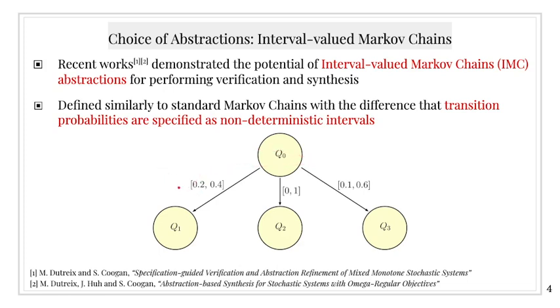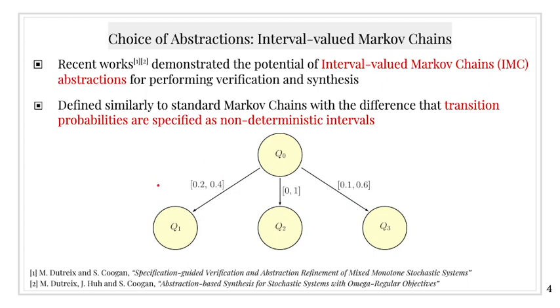Using IMCs as abstractions is intuitive because if you take any two continuous states inside a given discrete region, let's say Q0, in this example, their probability of making a transition to another region, Q1, Q2, Q3, is likely to be different under the dynamics of our system. The intervals represent bounds on the probability of any continuous state within Q0 transitioning into Q1, Q2, or Q3.